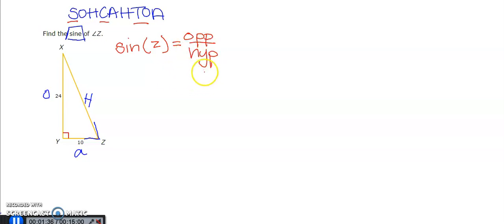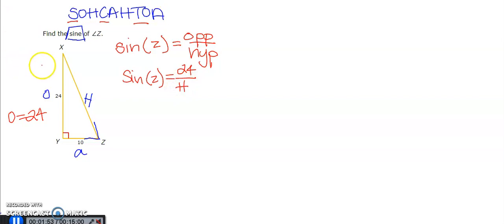But how am I going to solve that if I only have the opposite, right? So we know that the opposite is equal to 24. Okay, so I can plug that in. Sine of Z is equal to 24 over H.